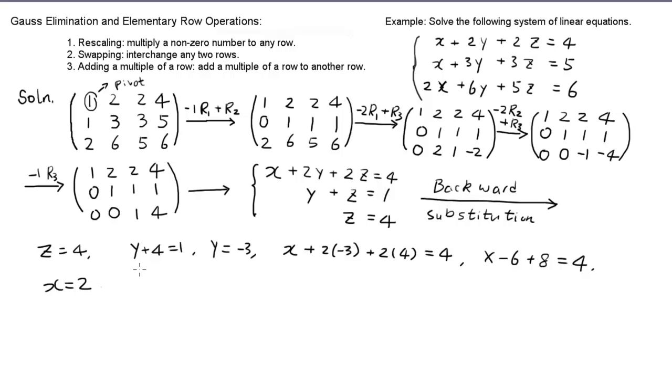In vector form, we can write down something like this. x, y, and z, this solution vector, is equal to x is 2, y is negative 3, and z is 4. So for this linear system, we have exactly one solution.